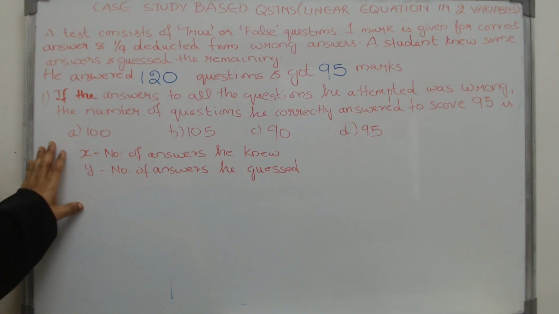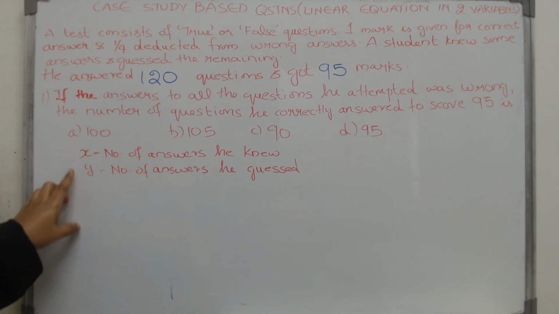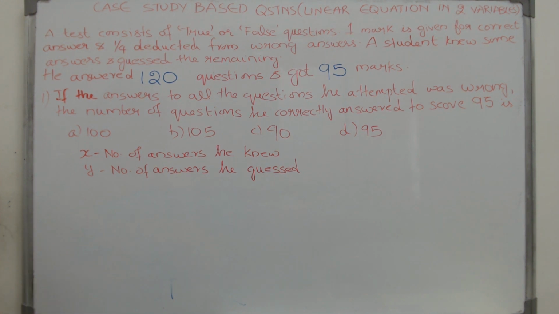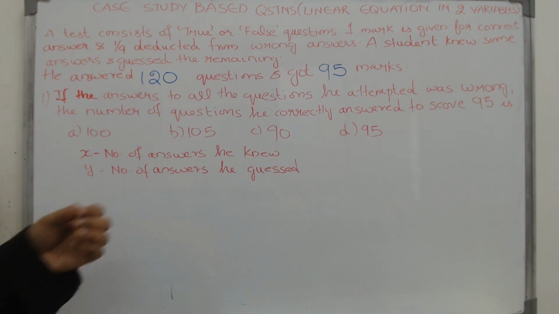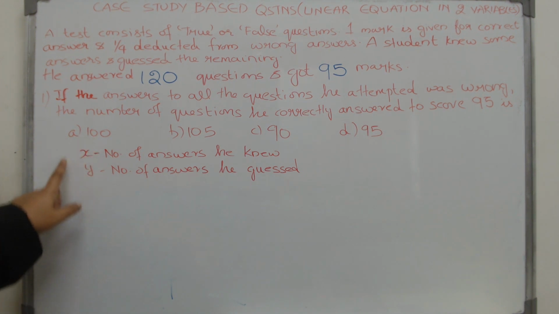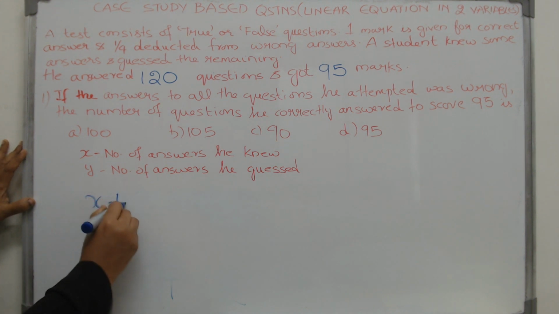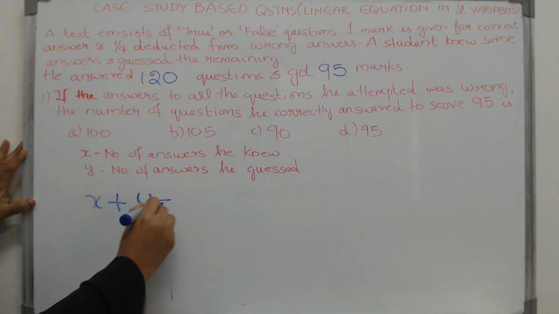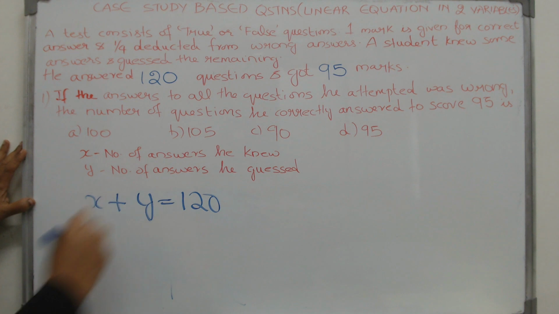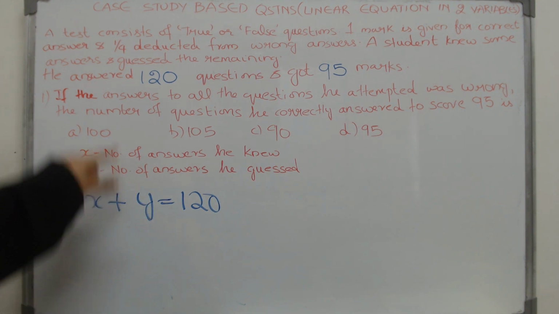So what are the two variables here? One is the answers he knew for sure, that is your x. The other one is the answers he did not know and he simply guessed. Let that be y. So totally how many questions did he attempt? 120. The ones he knew and the ones he did not know together was 120. So this equation accounts for the total number of questions.